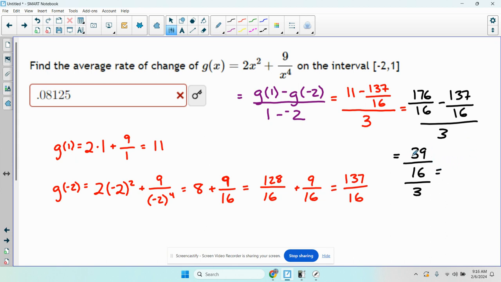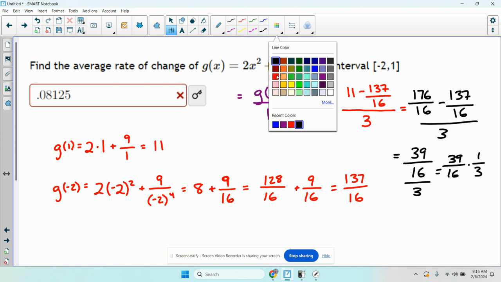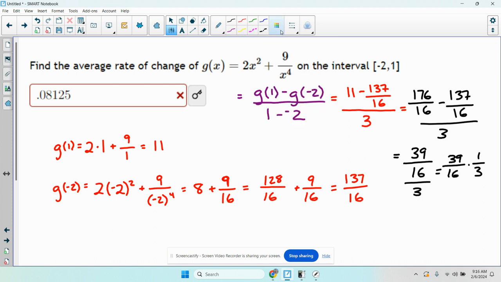This is the same thing as 39 over 16 times 1/3, multiplied by the reciprocal. And we get, this crosses out with this. So it looks like the final answer is going to be 13 over 16, or the decimal equivalent. There's easier ways to do this.